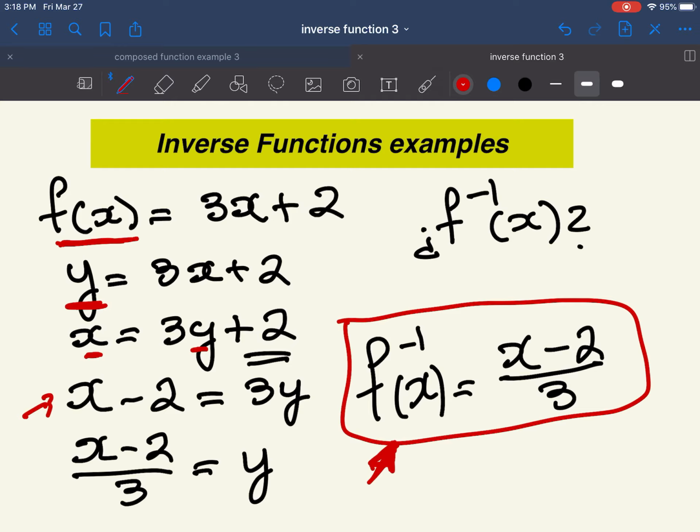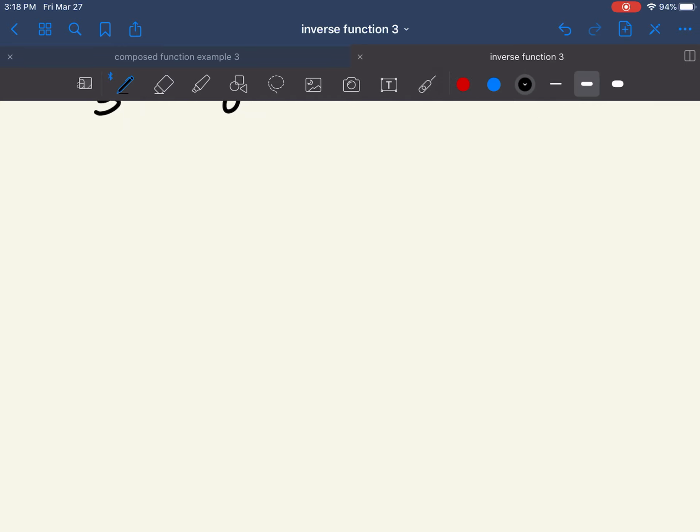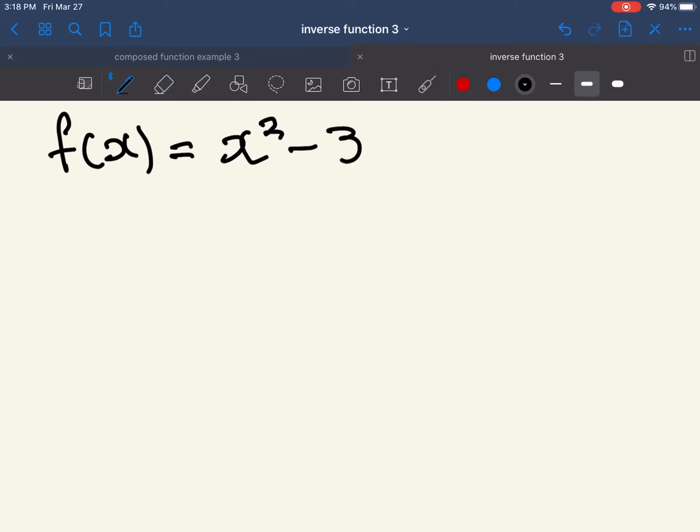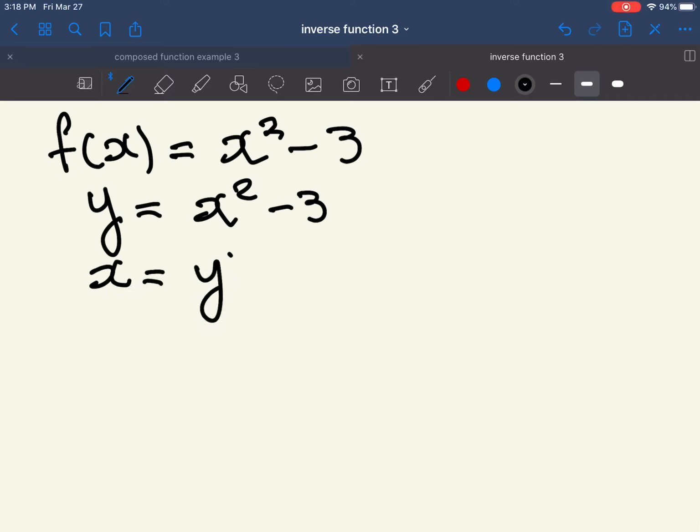I'm going to do another example. I have my function, now f(x) equals x squared minus 3. Now y is x squared minus 3. Interchange x and y. Now x equals y squared minus 3, and you solve for y.